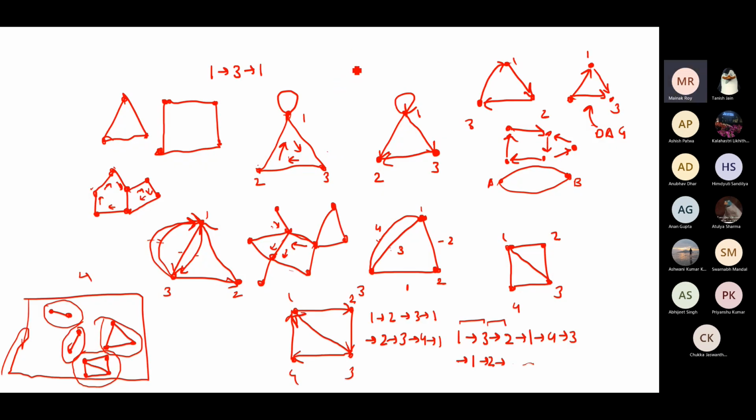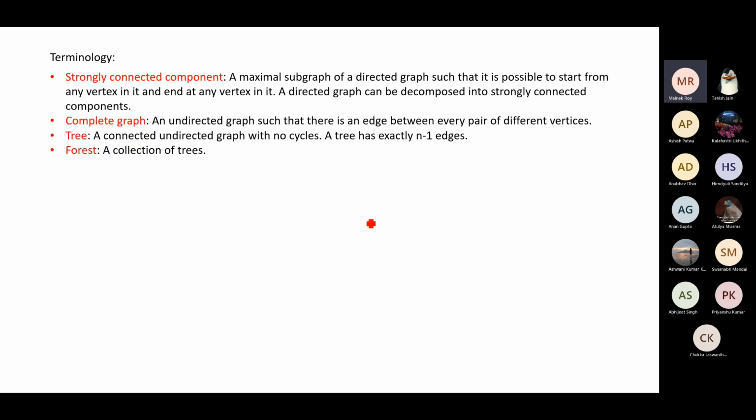For example, let's say I give you a graph that looks like this. Say I direct it like this. So now there are two strongly connected components in this graph. One is this thing, a strongly connected component, and then there's a separate strongly connected component.